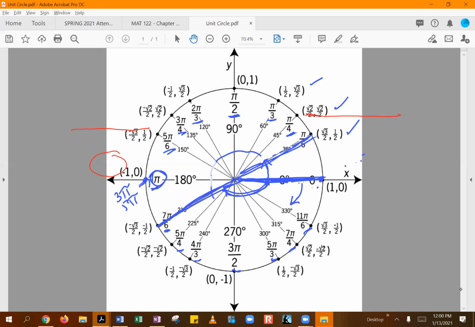Because instead of going in the positive direction, you are going in the negative direction. So think about this. If this is our starting point at the initial side, coming from the initial side to the terminal side over here, this is forming our negative 5 pi over 6. So what do you think its coterminal angle will end up looking like?